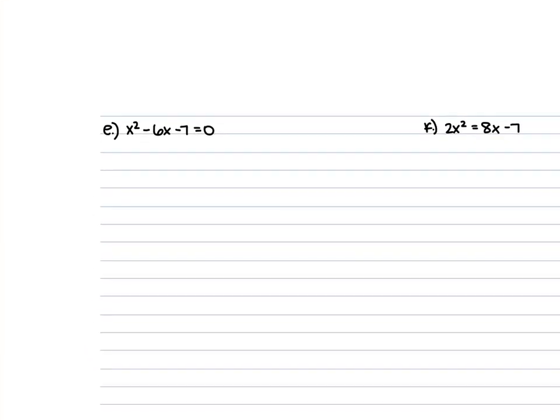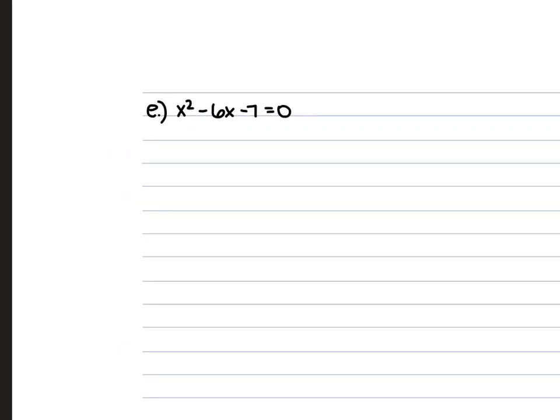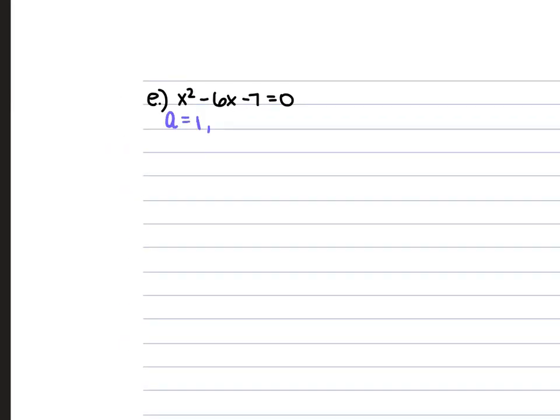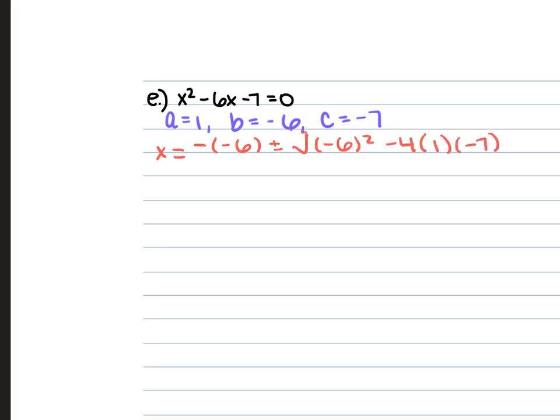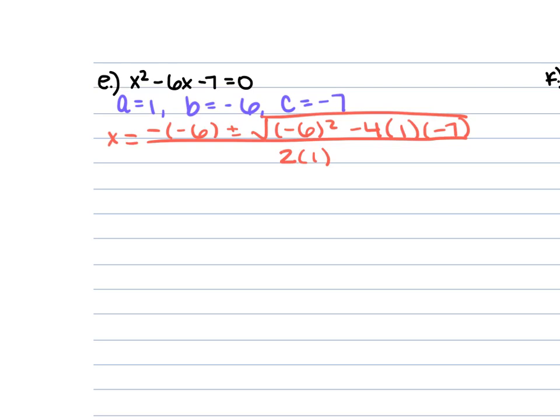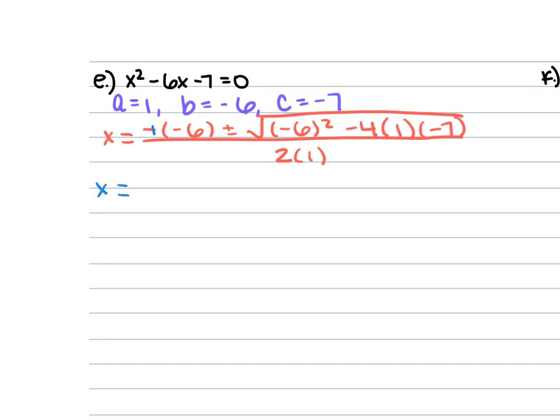For E, we're given x squared minus 6x minus 7 is equal to 0. So for this one, our A is 1, our B is negative 6, our C is negative 7. So we're going to have x is equal to negative times negative 6 plus or minus the square root of negative 6 squared minus 4 times 1 times negative 7, all over 2 times 1. So this is going to be x is equal to a positive 6 plus or minus the square root of 36 plus 28, all over 2.